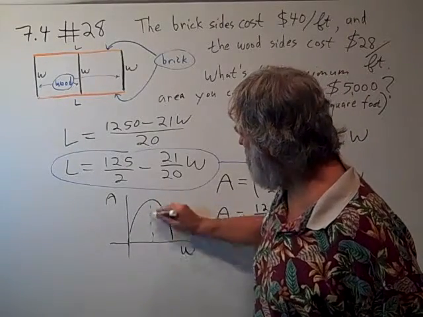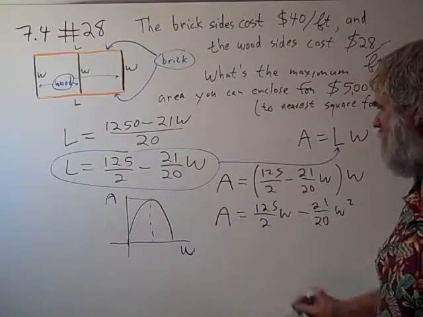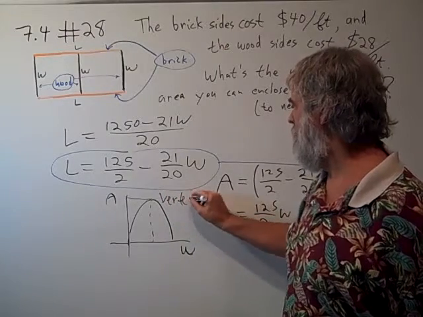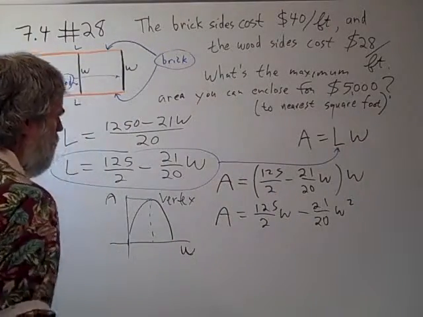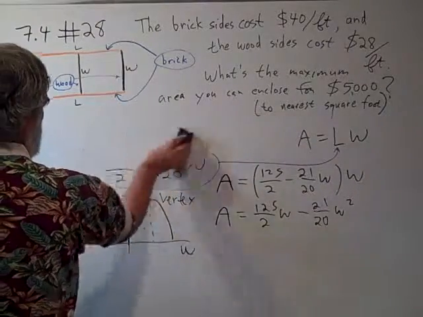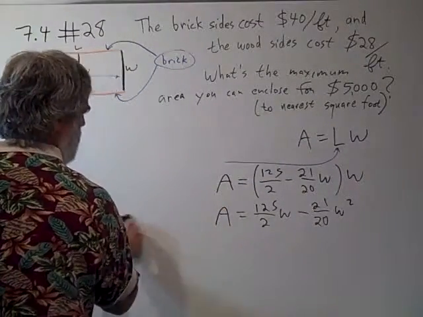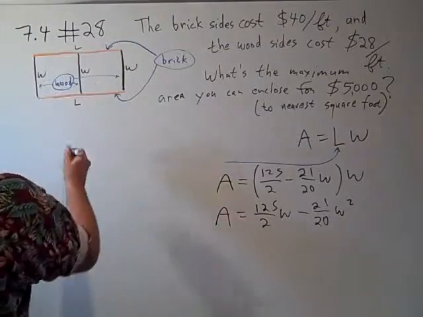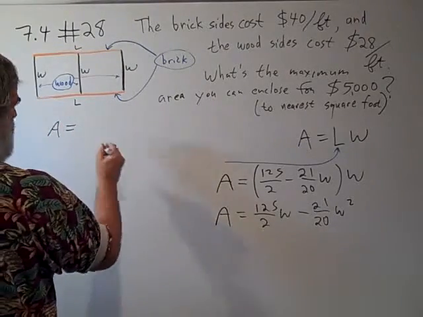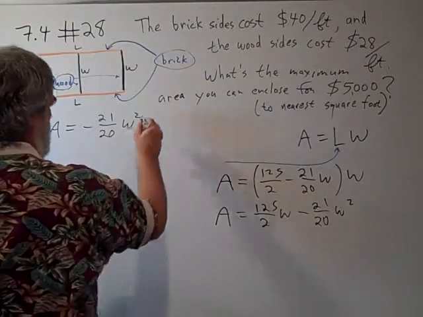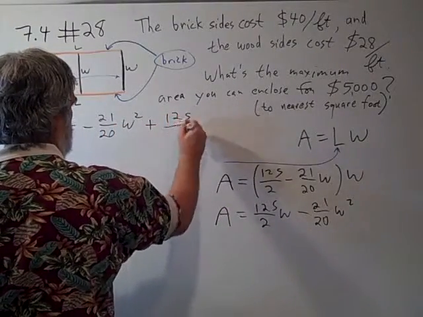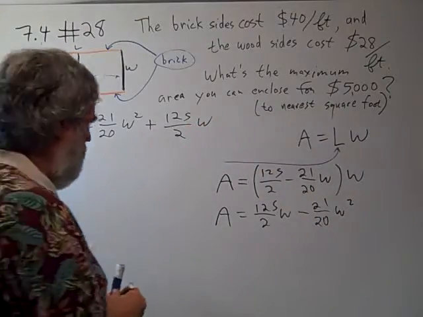The maximum area is attained at the vertex. So we need to find the vertex of this parabola, and then we'll know the maximum area. So let's work on that. Let me rewrite my area equation. The area is equal to negative 21/20ths W squared plus 125 divided by 2 W.